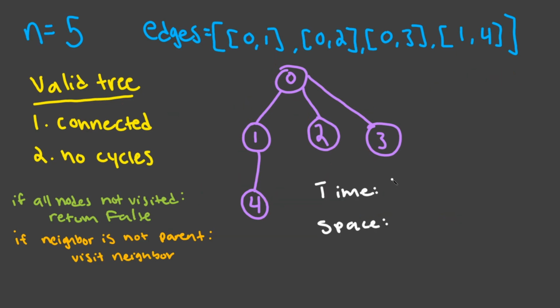Our time complexity for this algorithm would be O of V plus E, where V is the number of nodes, and E is the number of edges. And our space is going to be the same thing.